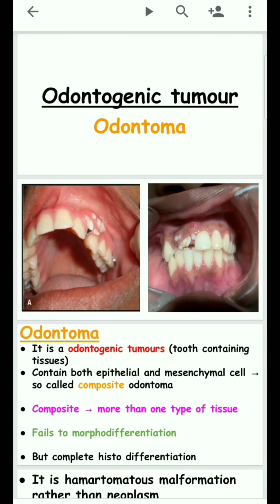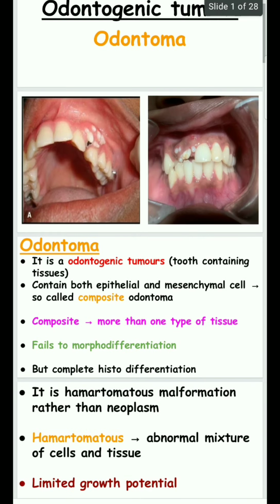Today we are going to discuss the topic of odontoma, an odontogenic tumor. It is an odontogenic tumor because it develops from tooth-forming tissue structures. It contains both epithelial and mesenchymal cells, so it is called a composite odontoma. Composite simply means it contains more than one type of tissue. It fails at morphodifferentiation but shows complete histodifferentiation.